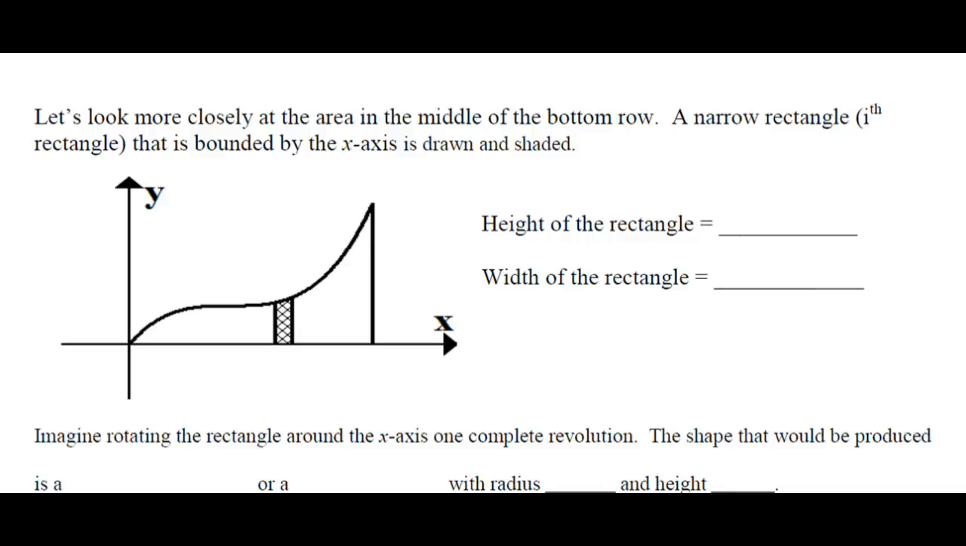The ith rectangle. What is the height of said rectangle? So we call that f of x sub i, right? So the function is the function f of x, and then the ith rectangle has this height. And what is the width of the rectangle? Width we've generally referred to as delta x, right?